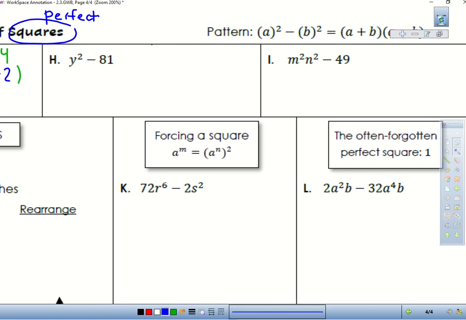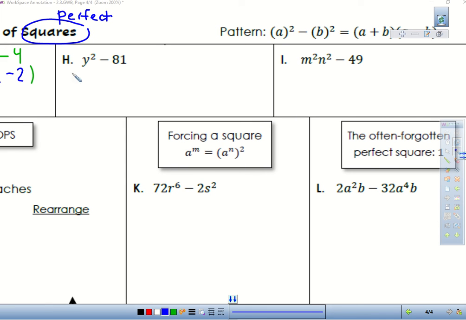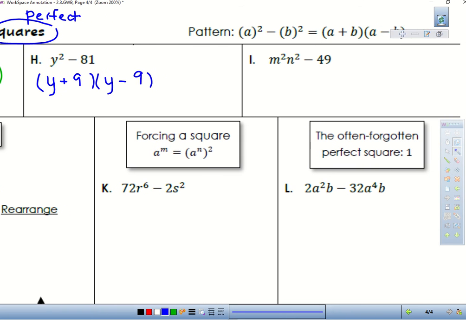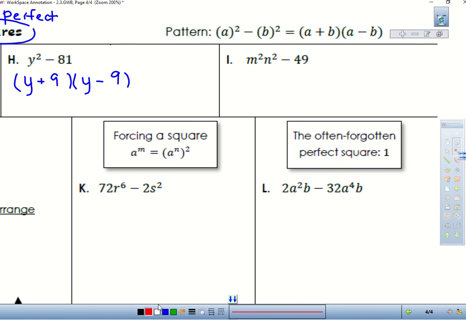All right, let's try the next one. What do you think h is going to factor into? 9. Good, so it's going to be y plus 9 and y minus 9. If you were to use FOIL to get back to the original, you're going to notice that the two middle terms cancel out, the b term, which is why the b term isn't there. All right, the next one, letter I.